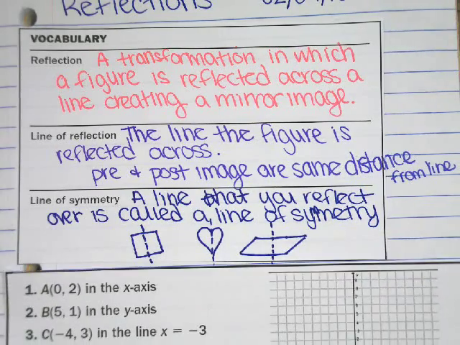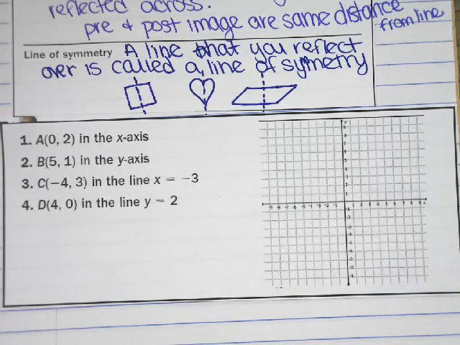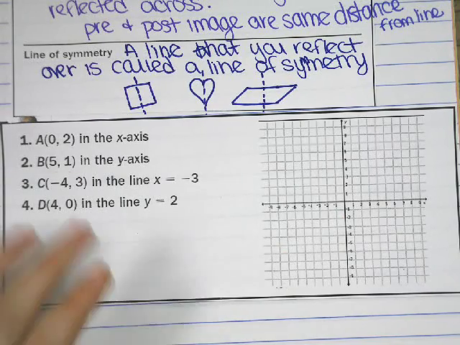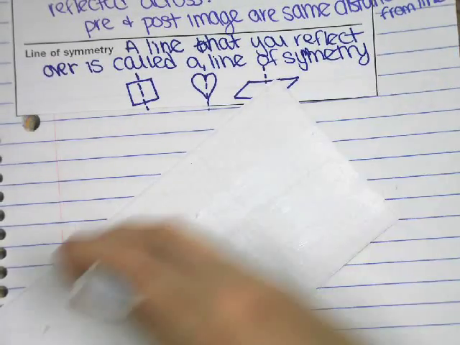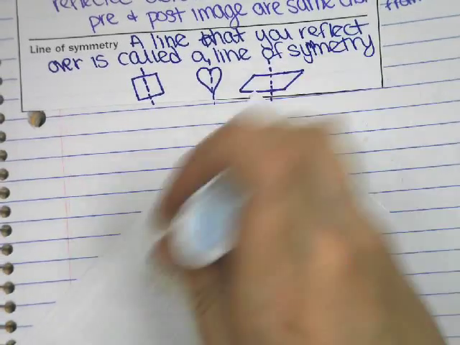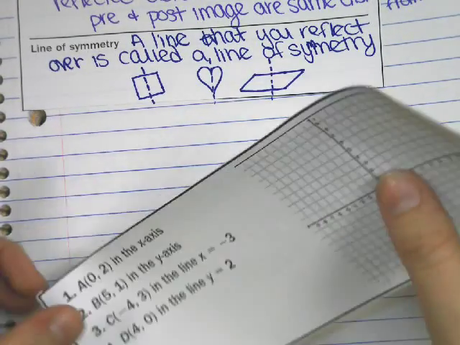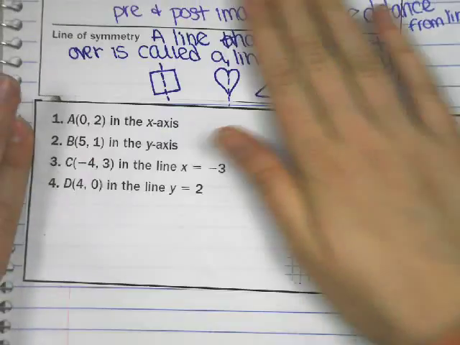All right, next thing I'd like you to glue down is this one. All right, so this is the next one you're going to glue down. I'll just put this right below the last. And we're actually going to do some reflections. We're going to reflect some points.